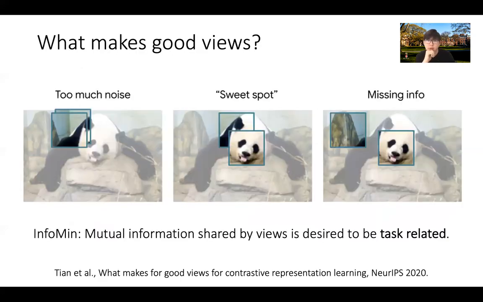So to answer this question, we propose a simple hypothesis, which is the information minimization hypothesis. That is, the mutual information shared by views is desired to be task related. So we want to preserve a sweet spot, which is maybe the peak of the reverse V shape, trying to preserve as much mutual information related to the downstream task as possible, but at the same time reduce or remove other irrelevant information as much as possible.